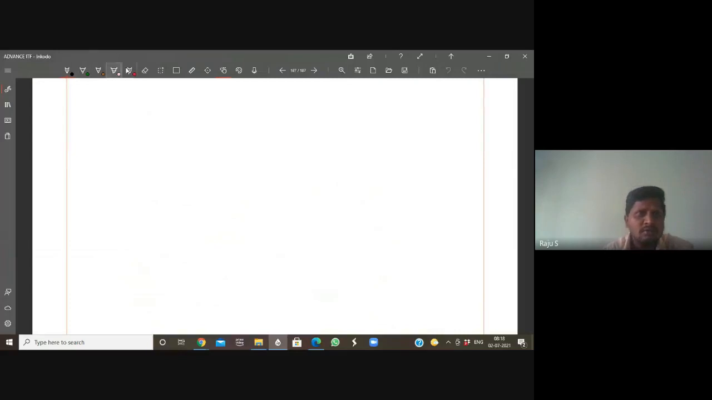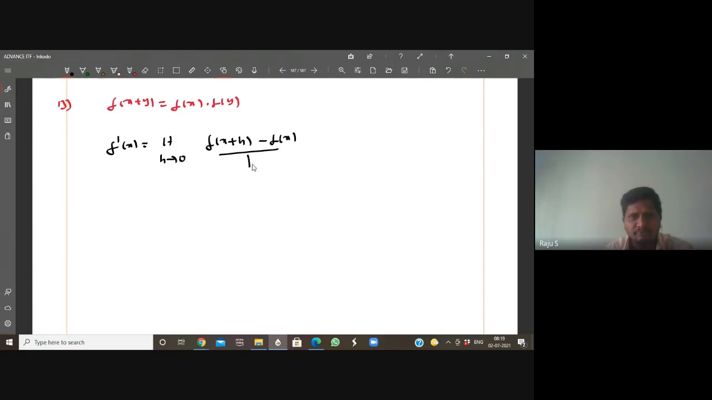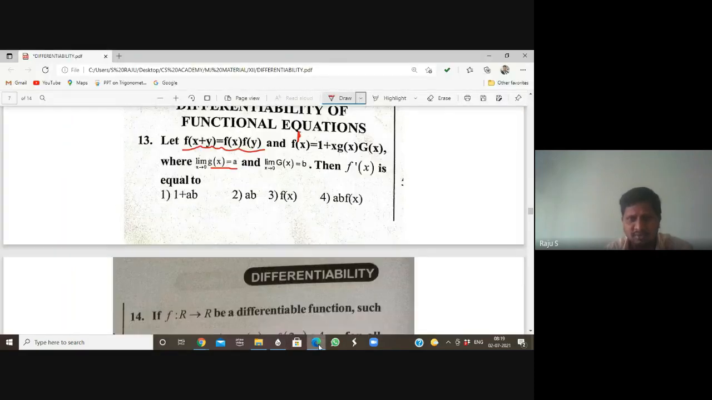Now let's do it. So f of x plus y is equal to f of x into f of y. With the help of this, so actually what is f dash of x as per the definition: limit h tends to 0, f of x plus h minus f of x by h. Am I right? Shall I write like this? Yeah, this is the f dash of x. Directly I have written the formula. So they are asking f dash of x alone. Here, what is f dash of x?